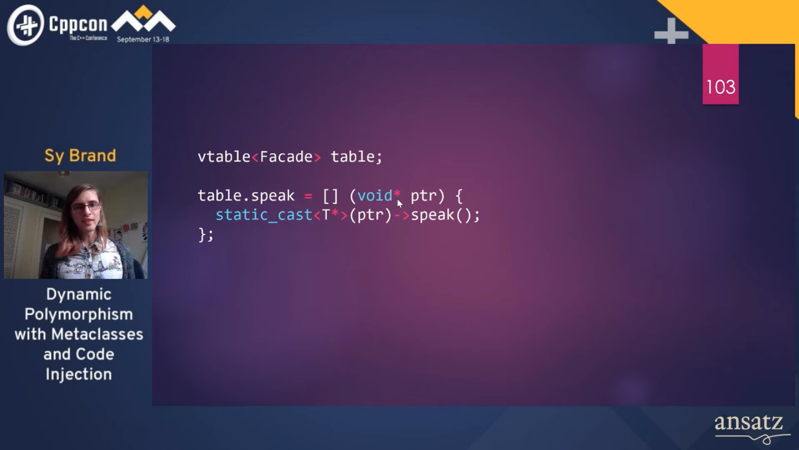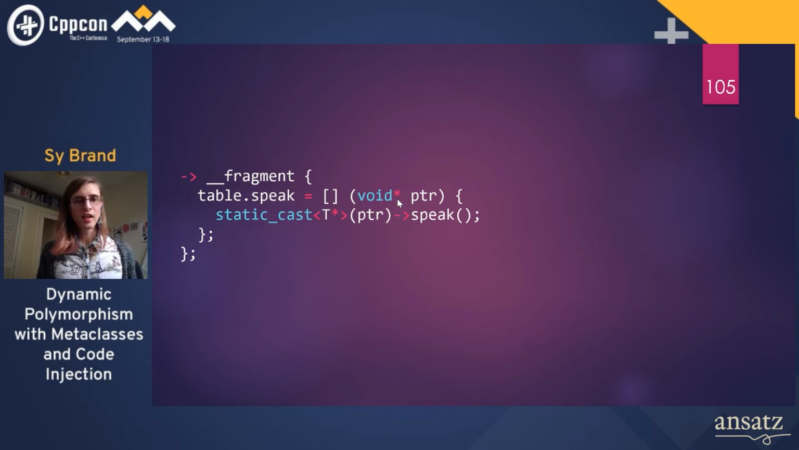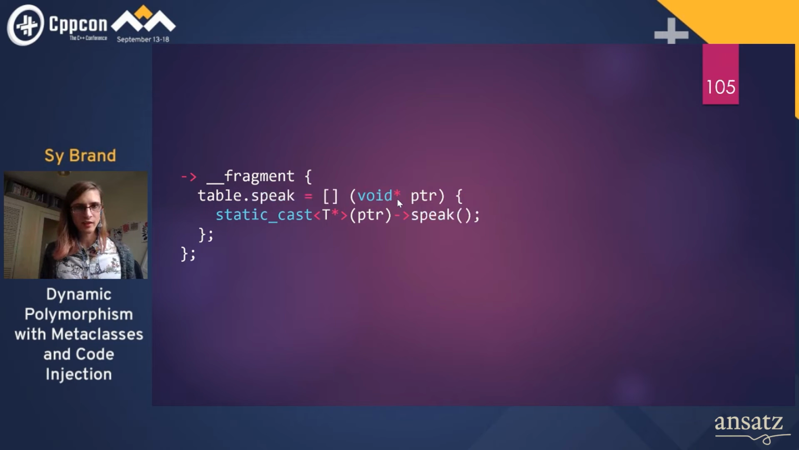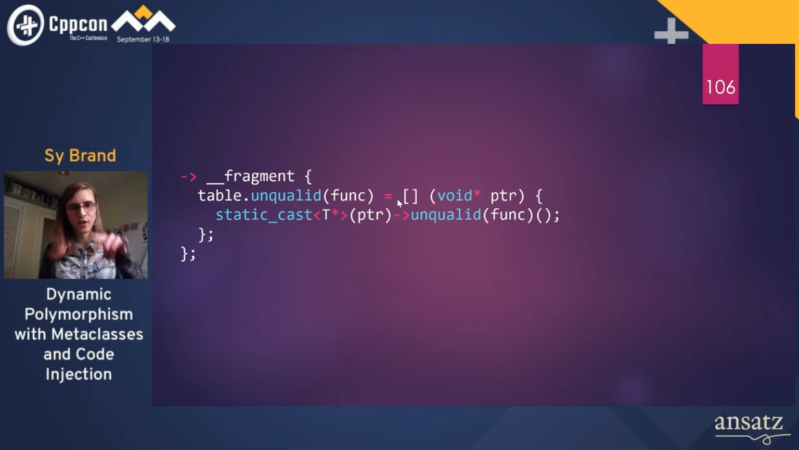We want to fill in every pointer in the virtual table with something which does a static cast to the right type and then calls the correct function. So it looks something like this. We're going to inject a block fragment, and we're going to do transformations again. We're going to do unqualified ID, which just takes a reflection and gives you its identifier. So if the function was called speak, then this would give you table.speak. We change speak to unqualified ID, which gives you the name of it as an identifier.